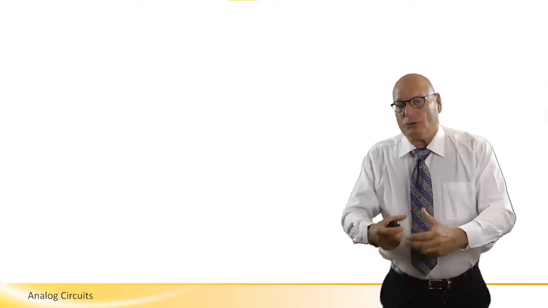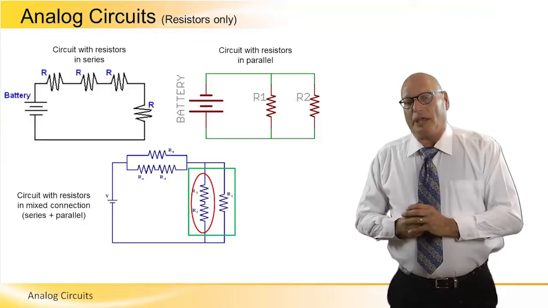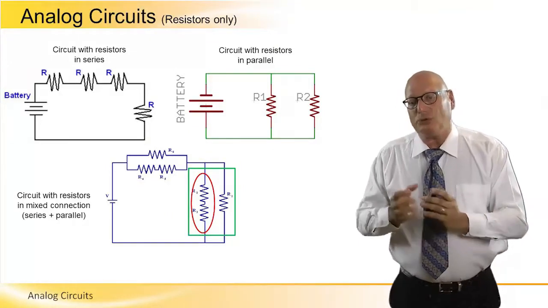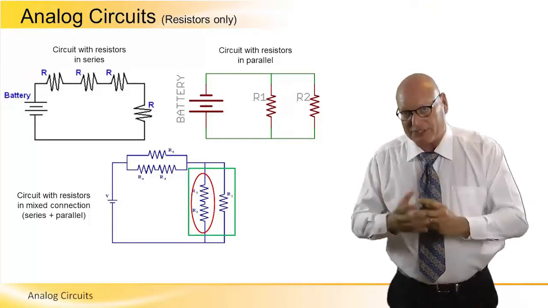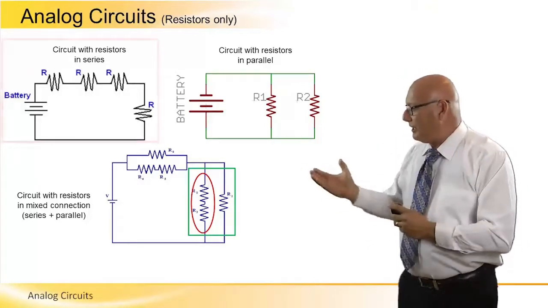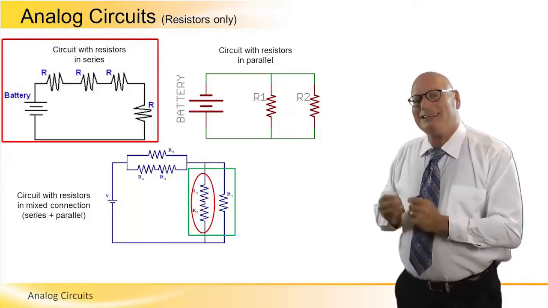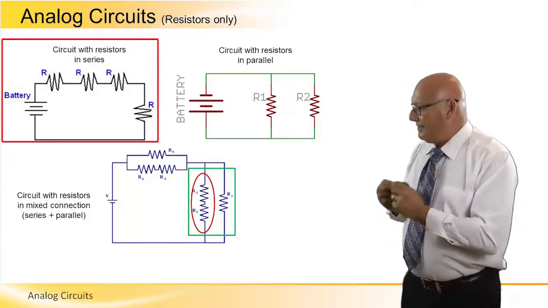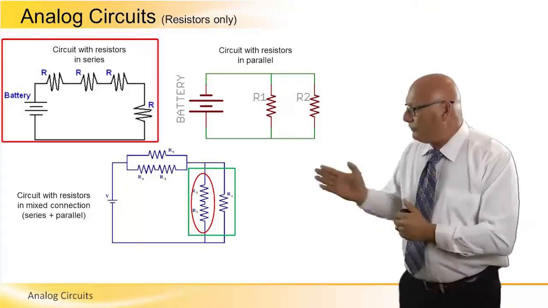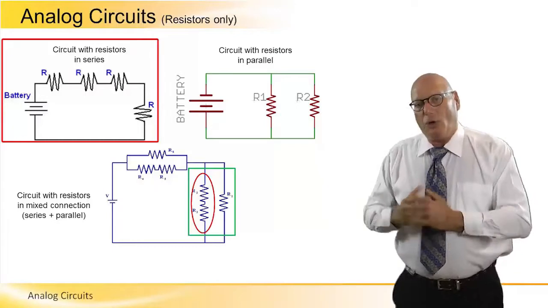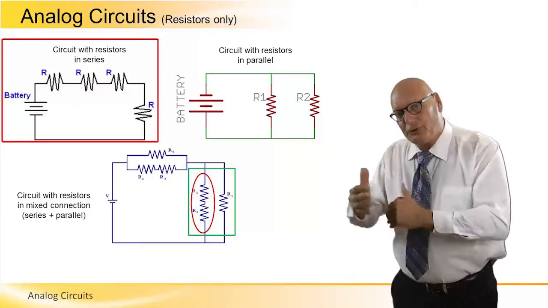Now, let's look at analog circuits in terms of resistors. And we see here the basic three configurations of connections of resistors. On the left-hand side, we see a circuit with resistors in series. In series means that, as we can see here in the picture, we have four resistors, one following the other, just like cars of a train.